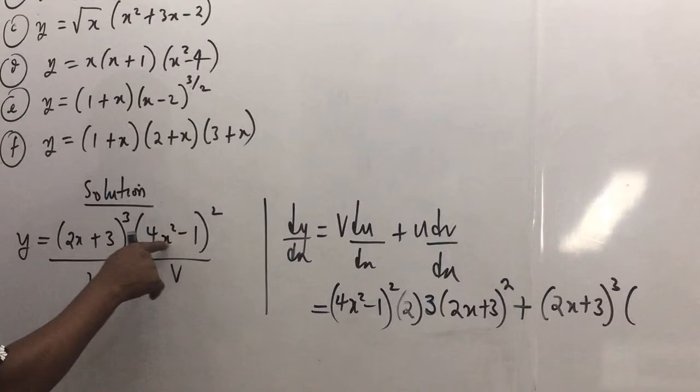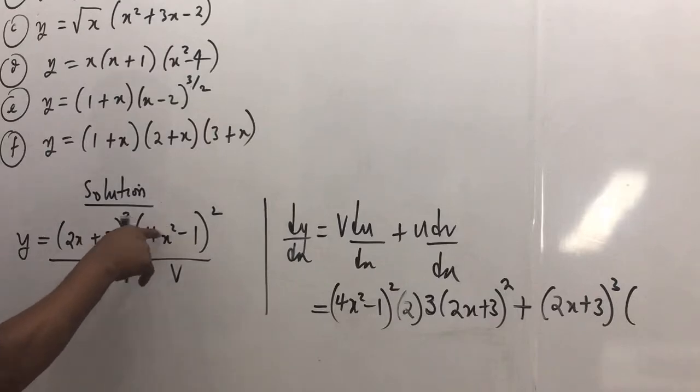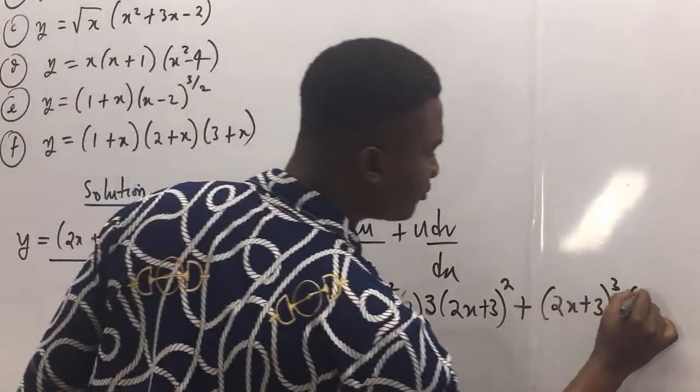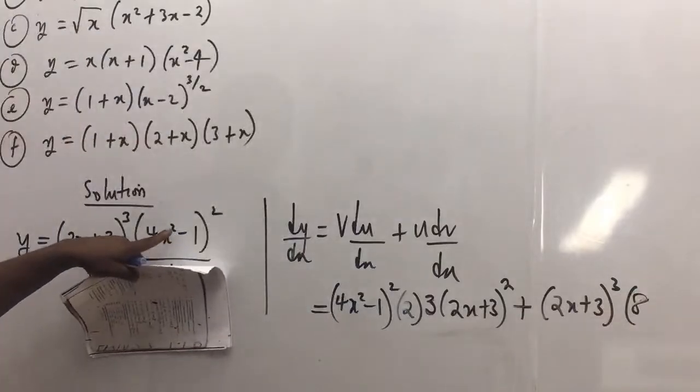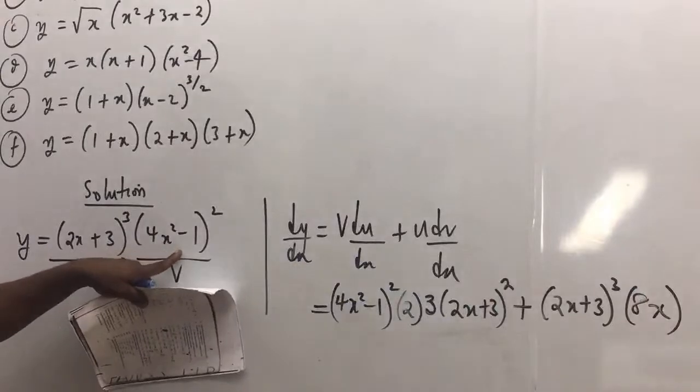Now to differentiate this inner function, differentiating 1 will give you 0, minus 1 will give you 0. Differentiating 4x squared will give you 2 times 4, which is 8, and x raised to the power 2 minus 1, which is x. So when you differentiate the inner function, that's what you're going to get.